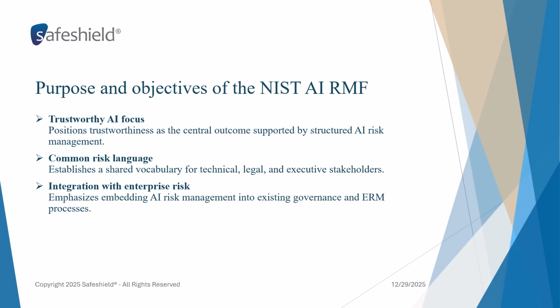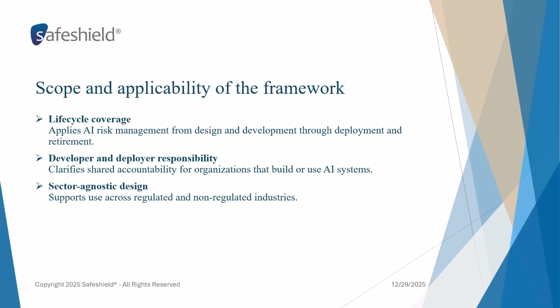The NIST AI Risk Management Framework applies broadly to artificial intelligence systems across their full life cycle. This life cycle includes planning and design, data collection and preparation, model development and training, testing and validation, deployment, operation, monitoring, and retirement. The framework recognizes that risks can emerge or evolve at any stage and must be managed continuously rather than addressed as a one-time exercise.